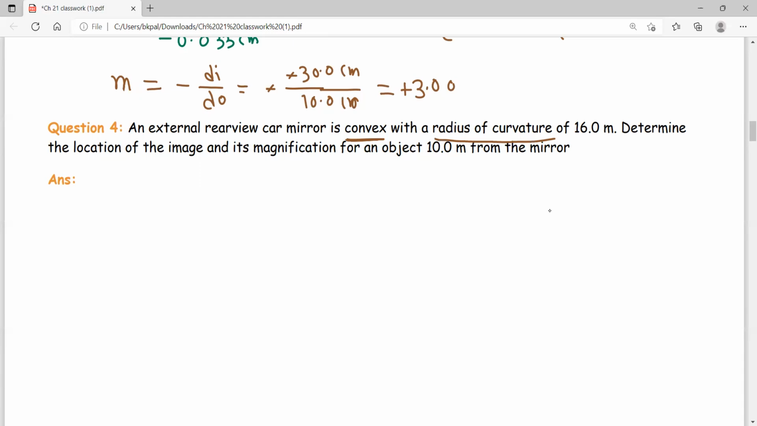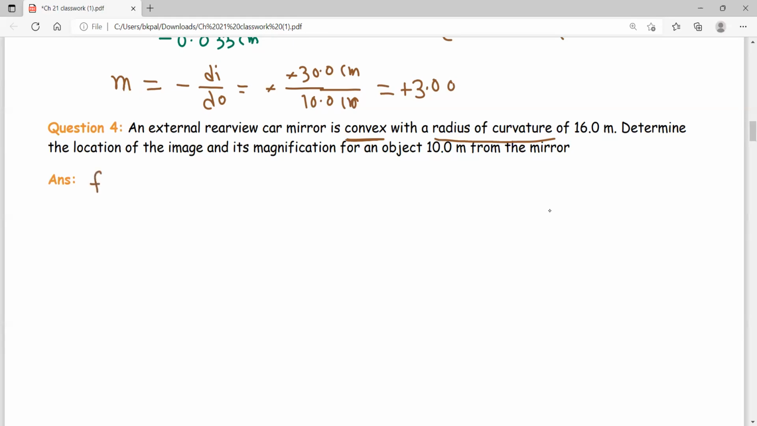Let me tell you that in some questions we are given the focal length, not the radius of curvature. So when we are given the radius of curvature, we have to divide it by 2 to get the focal length. But if we are already given the focal length, don't divide it by 2. Make sure you understand this.